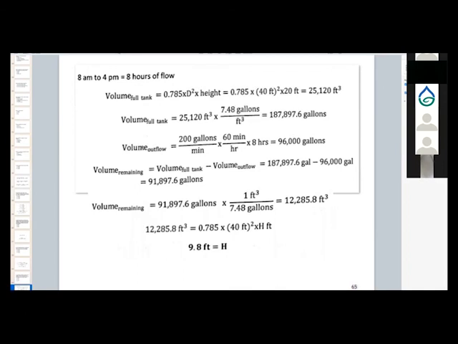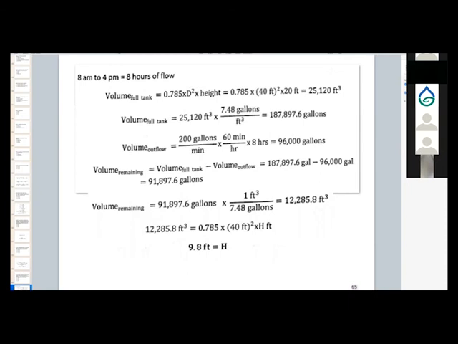Then you get the volume of the tank. Again, we use our standard 0.785 times diameter squared times the height to get the volume of that tank. So the full volume is about 25,000 cubic feet. And then again, you're gonna get to know 7.48 gallons per cubic foot very well, because you're gonna get the gallons now. So 25,120 cubic feet times 7.48 gallons, because that's equal to 1 cubic foot, and you get 187,897 gallons of water.